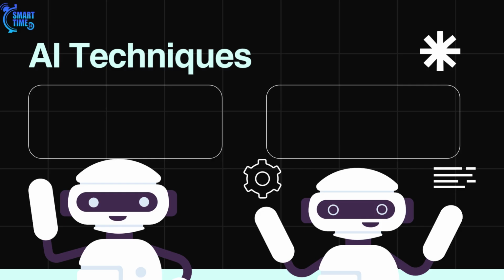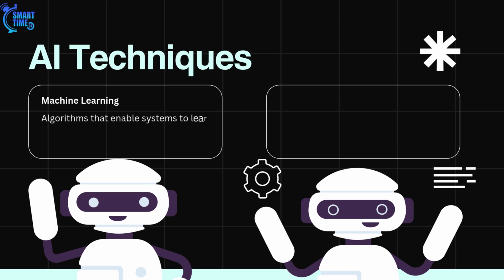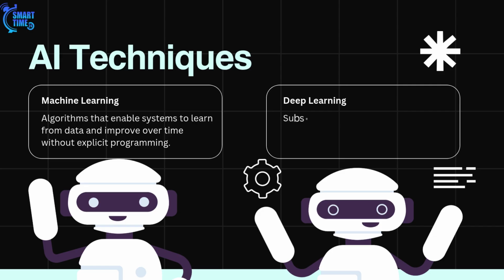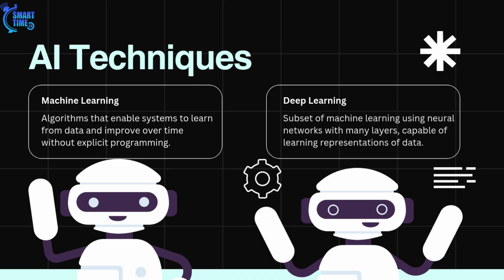AI techniques. Machine learning. Algorithms that enable systems to learn from data and improve over time without explicit programming. Deep learning. Subset of machine learning using neural networks with many layers, capable of learning representations of data.